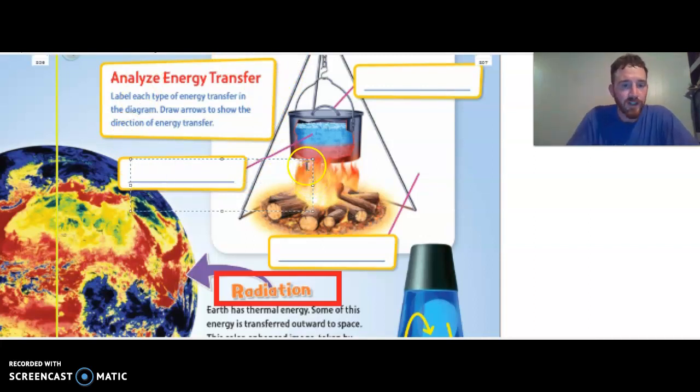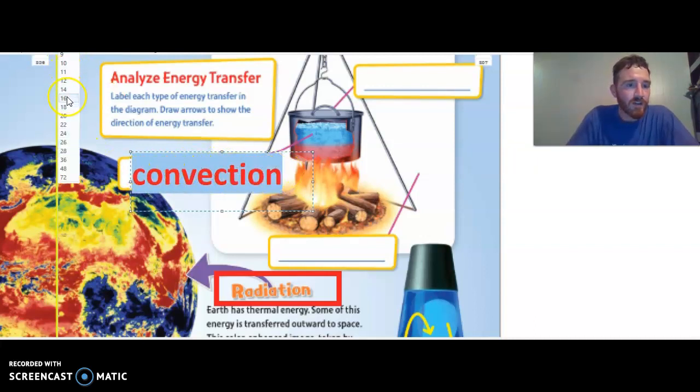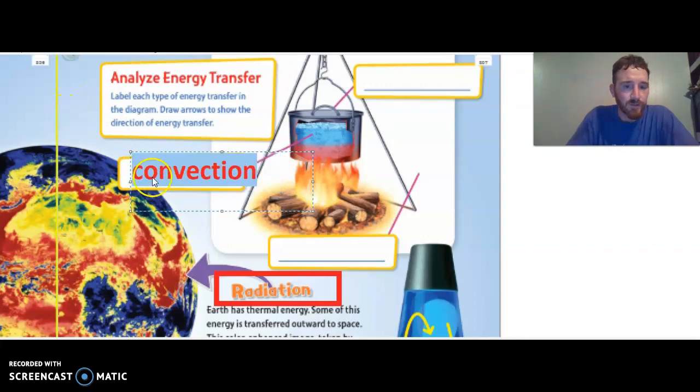Oh, it's bigger than I wanted. Convection. So this is convection happening. Okay. Our other two, let's take a look at those now. Make this. There we go. That's good. Our other two.